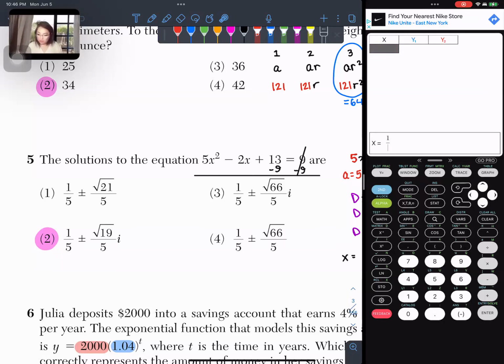1 divided by 5 plus 21 divided by 5. Oh, look, they don't equal. So 1 is out.